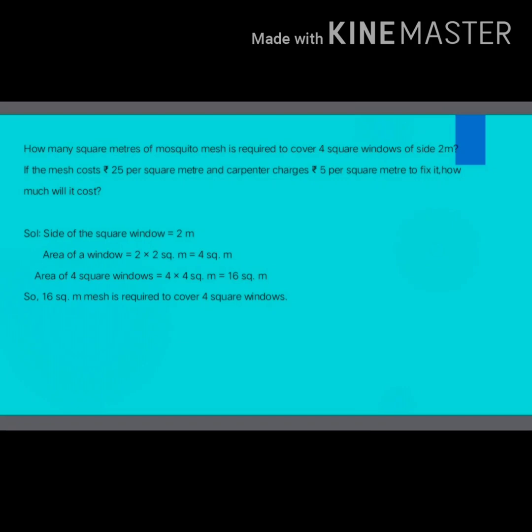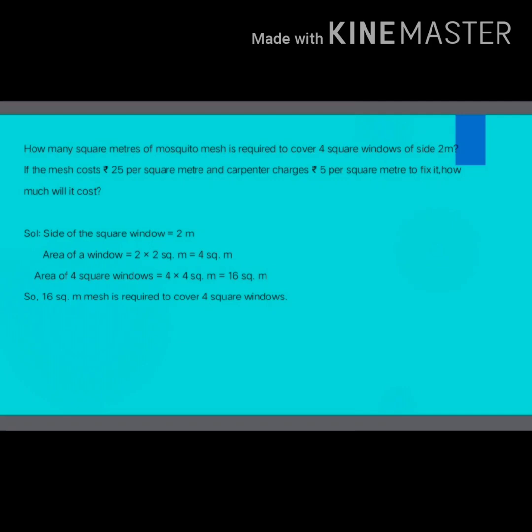So now, as we know that the side of the square window is 2 meter, the area will be side into side. So 2 into 2 is equal to 4 square meter. Now we have been given 4 square windows. So 4 into 4 becomes 16 square meter.